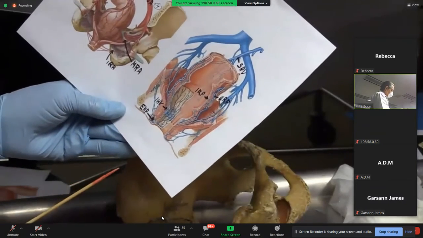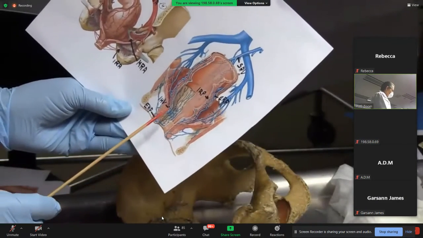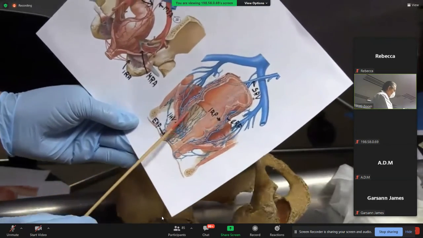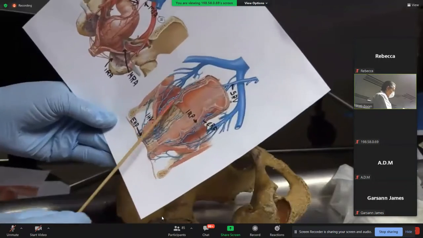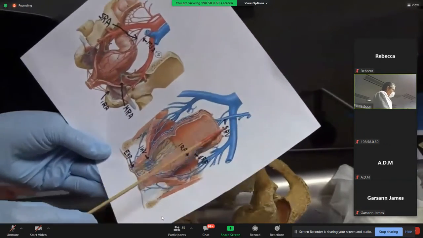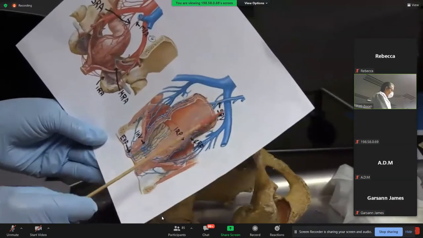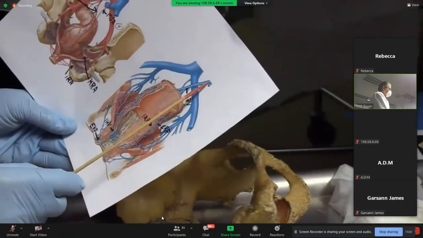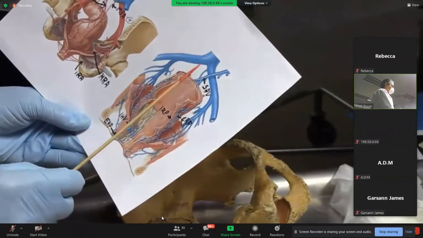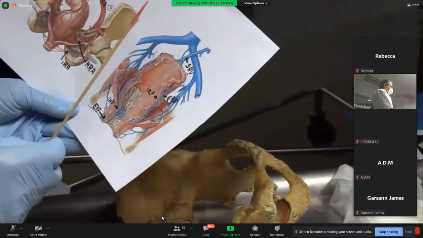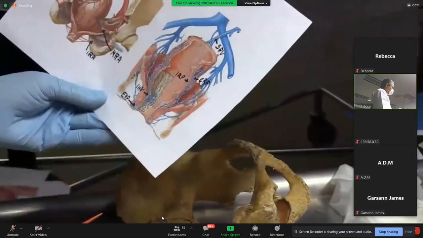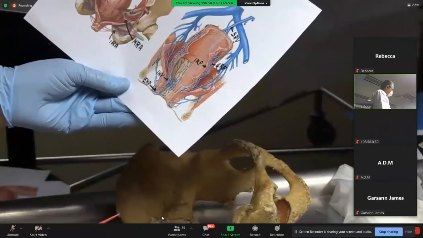So let's try and move on. That's going to go up now, and the branches are going to form the superior rectal vein, which then, as it crosses the pelvic rim, becomes the inferior mesenteric vein, which I showed you earlier. The inferior mesenteric vein runs up between the superior rectal artery and the ureter, and goes up and joins the portal vein.